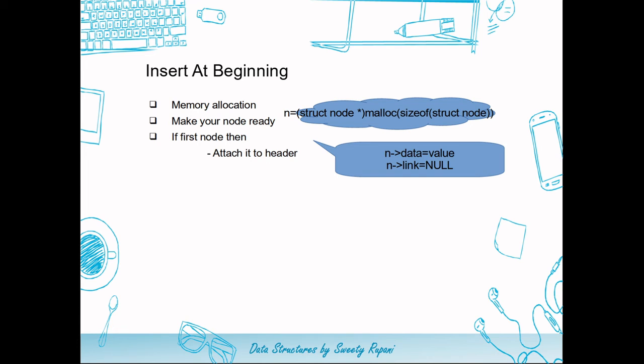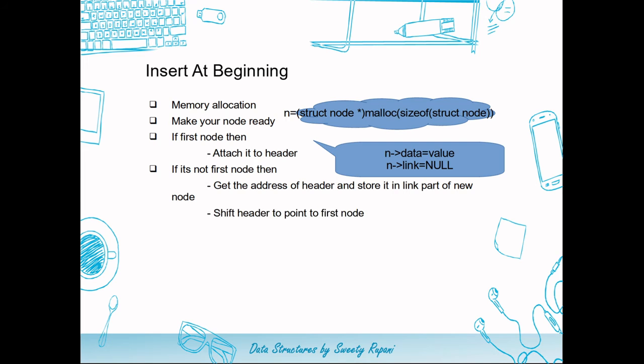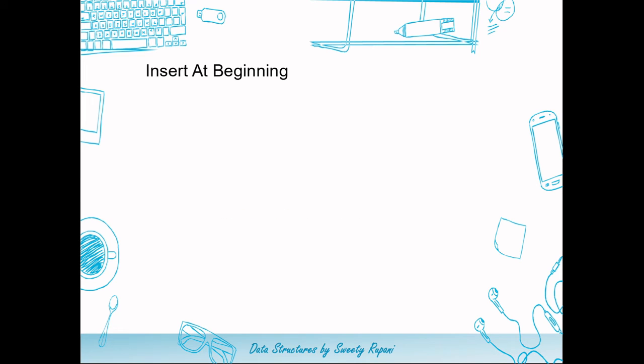Now if this is my first node, I'll have to attach it to header. If not, then we have to get the address of header and store it in the link part of the newly created node in order to make the newly created node the first node, followed by which we will be shifting the header. Now let us have a look at the C code for this.